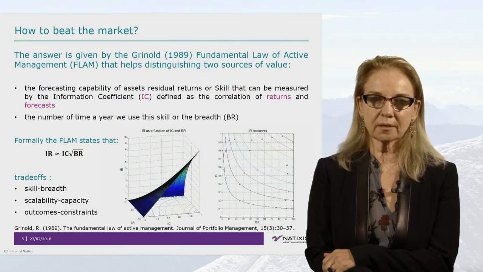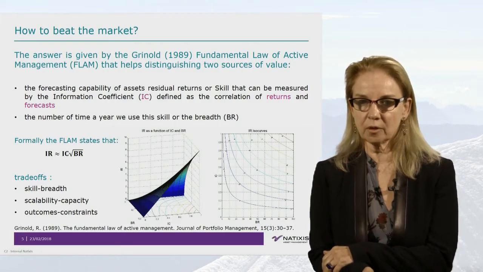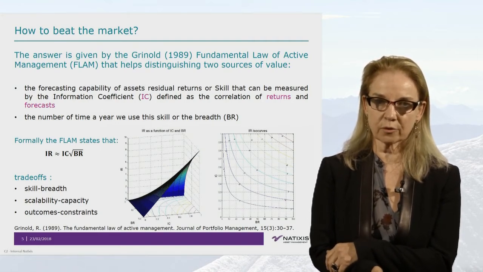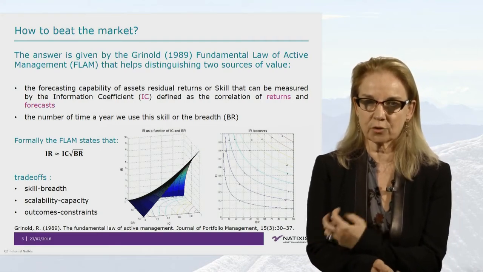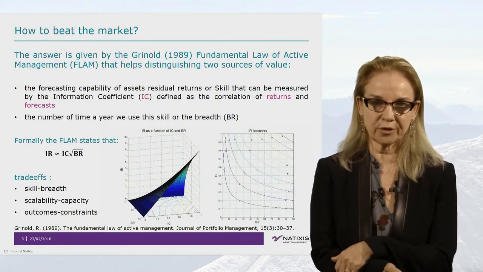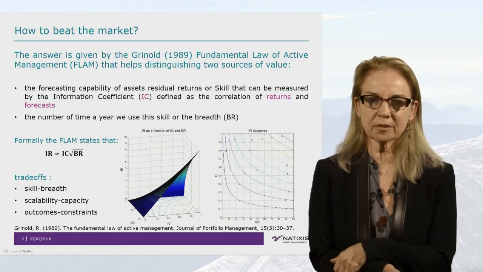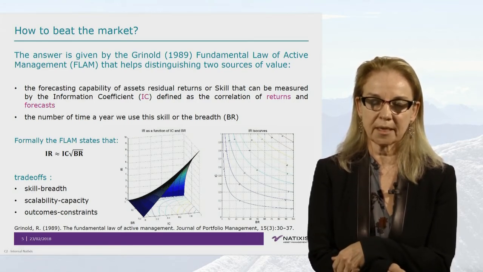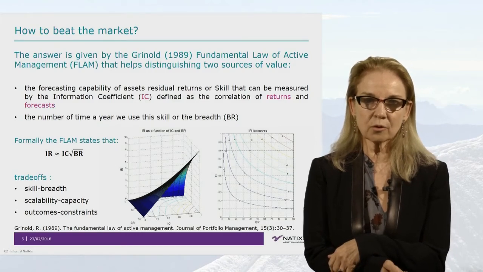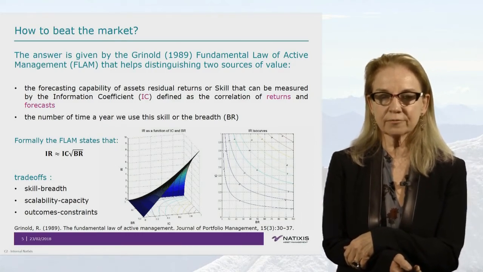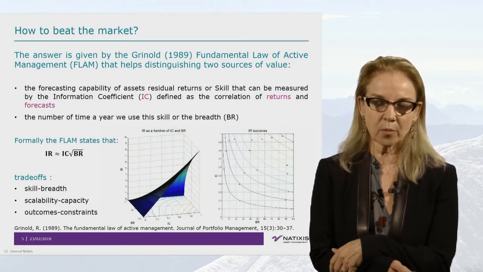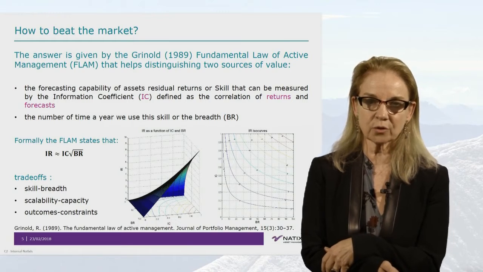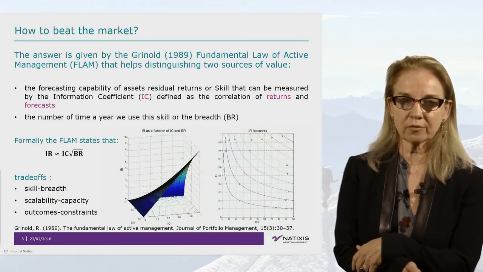He names the information coefficient, or skill. We use skill in general in the market. The correlation between the returns and the forecast. So this is the way the portfolio manager is skilled in forecasting returns. And we have also the number of times a year where we can use this skill, that we name breadth. The fundamental law of active management states that, in fact, the information ratio that we were speaking about is almost equal to the information coefficient, the skill, times the square root of the breadth.